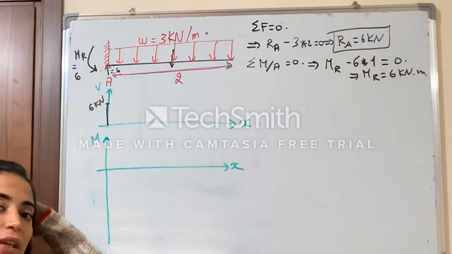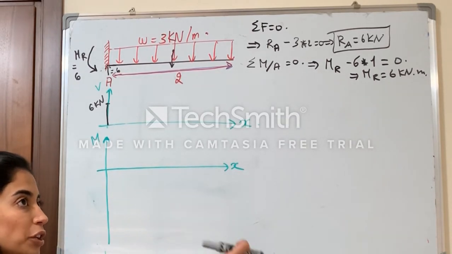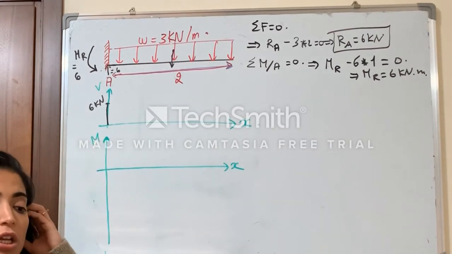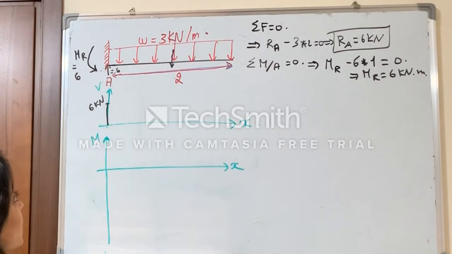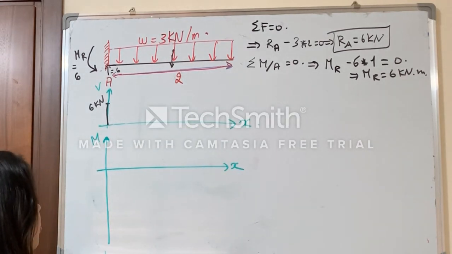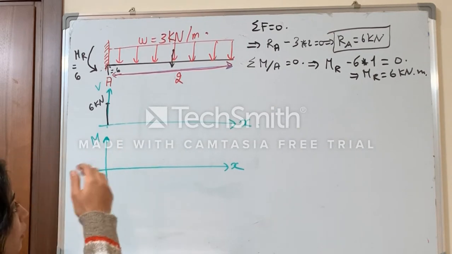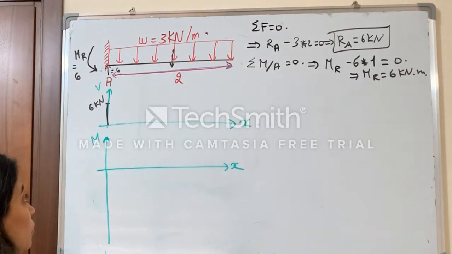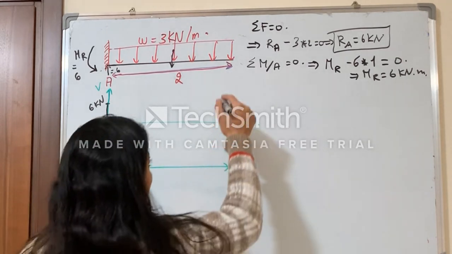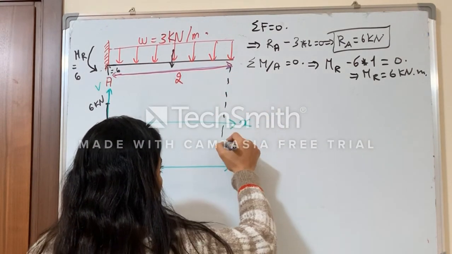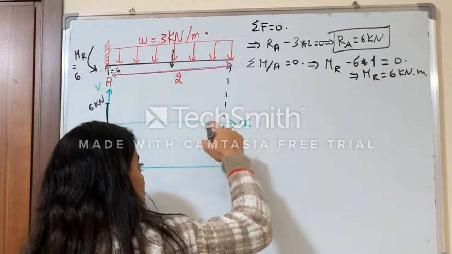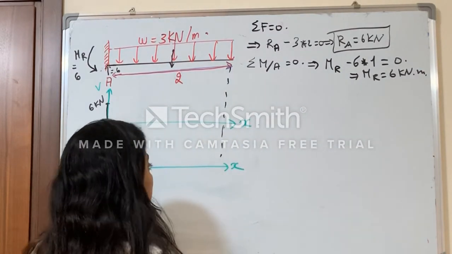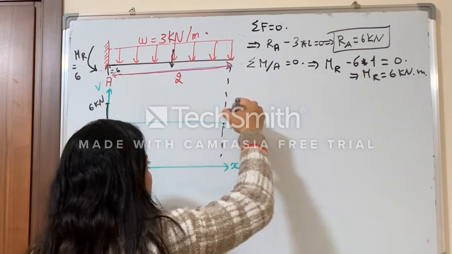And this means, guys, that V is a straight line. Don't forget that V is the integration of omega, and M is the integration of V. So V will be a straight line of slope minus 3. Now, how to draw the straight line? Of course, I need another point. You can find the point at the end of the beam, since this is a straight line and I only need 2 points. So I will find V at this point, and it should be equal to 0. If V is equal to 0 here, then my shear diagram is correct. Okay? So V will be decreasing to this point.